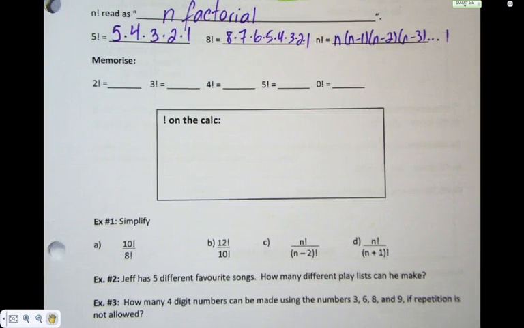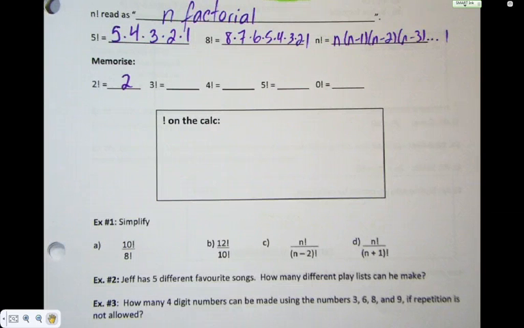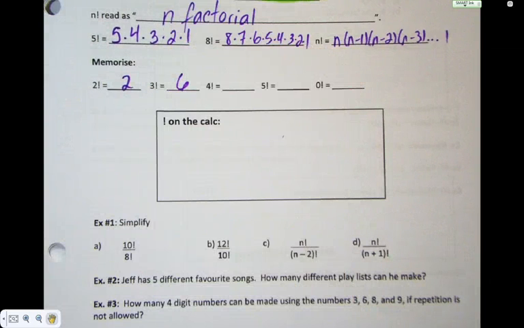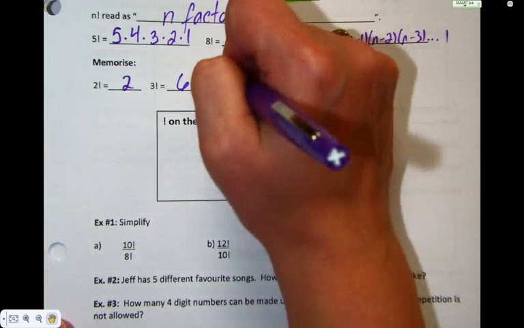Here's the ones you need to know. 2, 3, 4, 5, and 0. Anything larger than that, you'd be able to use your calculator. So 2 factorial. Tell me first, what does it mean? 2 times 1. What's 2 times 1? 2. 3 factorial, what does it mean? 3 times 2 times 1, so 3 times 2 times 1. Yeah, because mathematically it's still there. 4 factorial is 4 times 3 times 2 times 1, so 4 times 3 times 2 times 1, 24.